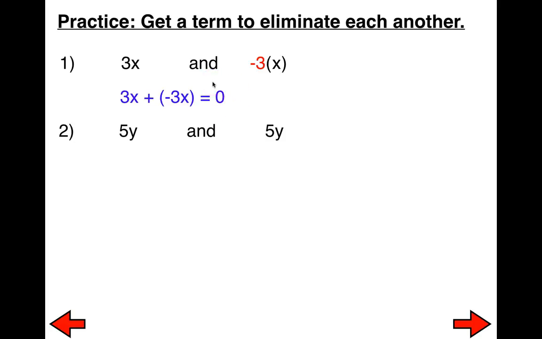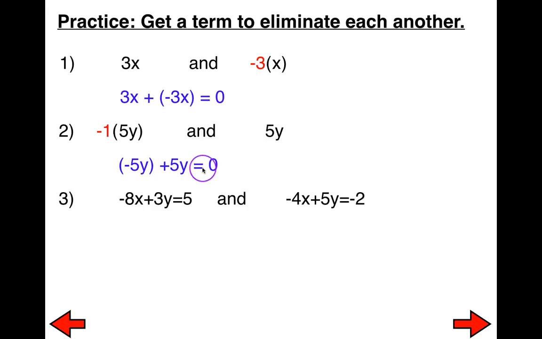It works. What about this one here? What's nice about this one is they're both 5y's, so at least they're the same term. But what we're going to have to do in order for it to eliminate is make one of them negative. So I'm going to go ahead and just change the first one by multiplying it by -1. And you're going to have here -5y plus 5y does, again, eliminate because it equals 0.